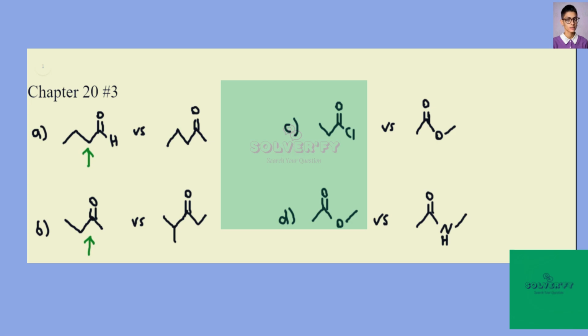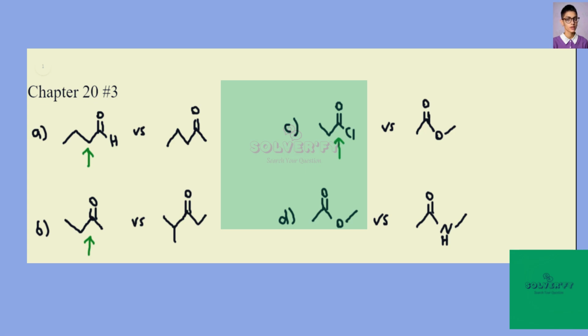So then looking at C, we're comparing how good of leaving groups these two carbonyl compounds have. So we have an acid chloride where the leaving group is a chloride. And so that's a very good leaving group. And we're comparing that to a methyl ester. And so the methyl ester is a good leaving group, but the chloride is a much better leaving group. And so the acid chloride is going to be much more reactive than the methyl ester.